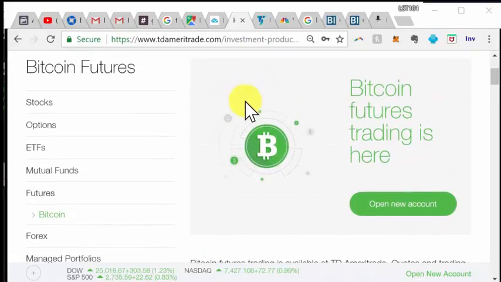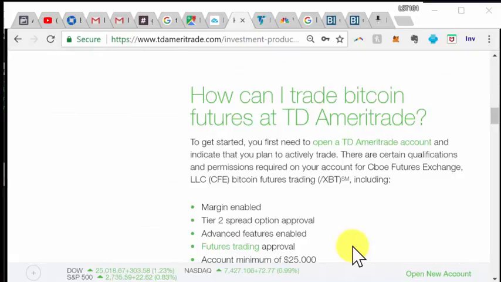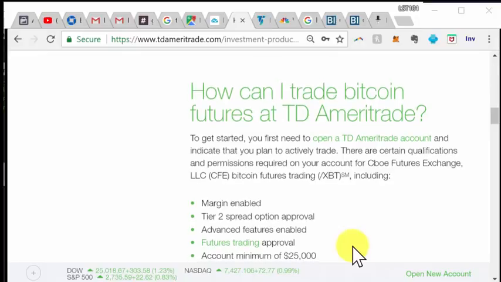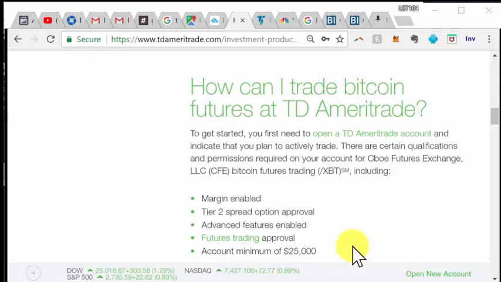It's important to note that to do this, you need a brokerage approval, and this is the same for everywhere. I don't actually use TD Ameritrade myself, I do use it for some clients. For Interactive Brokers, you have to get approval as well. So it's a similar process no matter which brokerage you use.